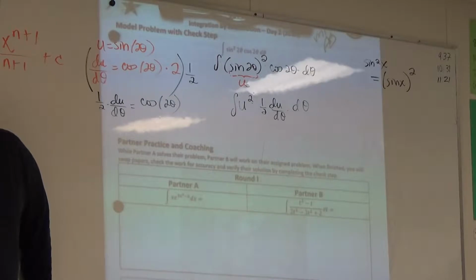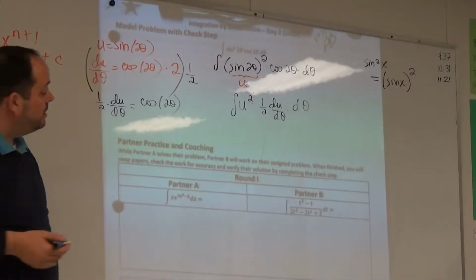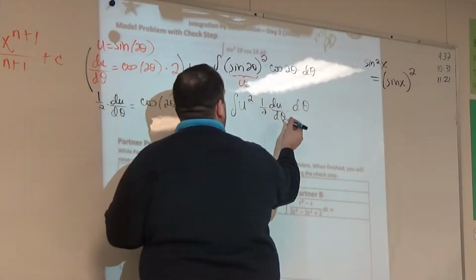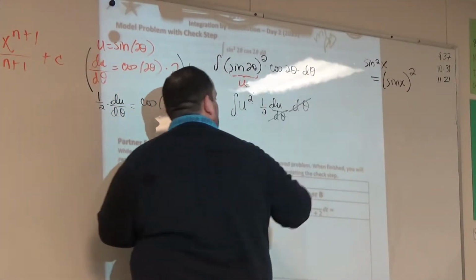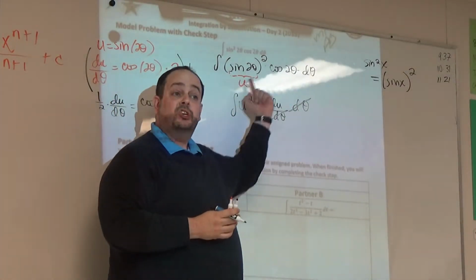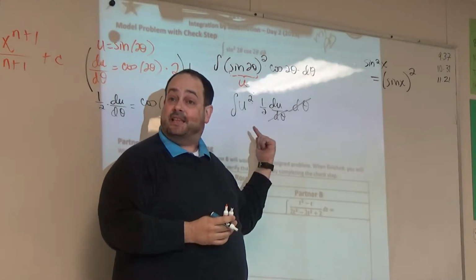But this should be the place where you start to see nice stuff happen. Like, if you can cancel, then you know you're going to... Okay, can I cancel? Yeah, the d theta. I can legally cancel the d theta in the denominator with the d theta in the numerator. This gets me closer to something that I can integrate. I like this. I feel good.